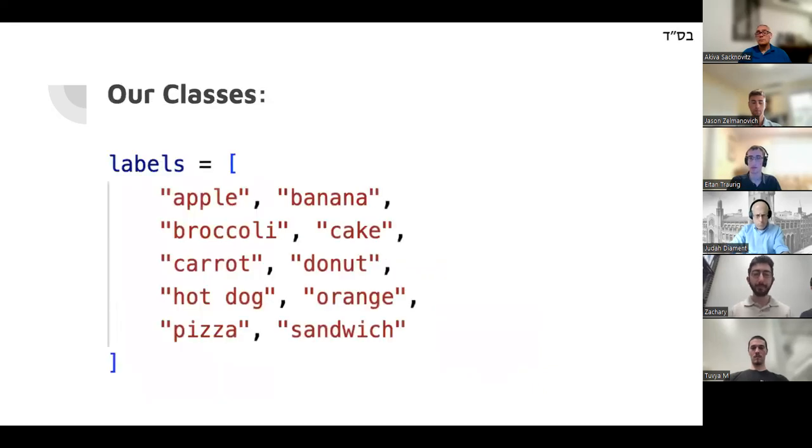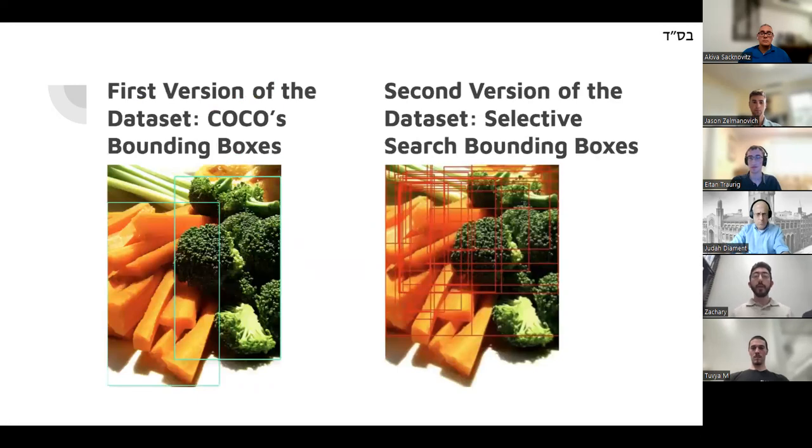Next slide. The classes we chose were these different food classes. The reason we chose these is because COCO had a good amount of images for each one of these classes. And we ignored any objects that did not have these labels. The first version of our data created examples simply using the bounding boxes that COCO provided. A patch of each object was created.